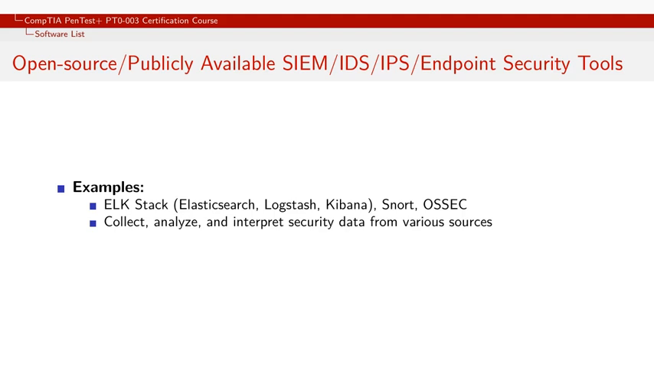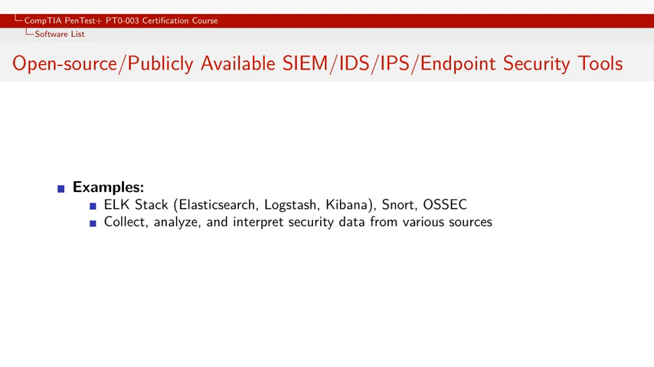In this segment, we will discuss open source and publicly available SIEM, IDS/IPS, and endpoint security tools. These tools are crucial for collecting, analyzing, and interpreting security data from various sources, which is fundamental for detecting threats and responding effectively. The examples we'll look at include the ELK stack, Snort, and OSSEC. The ELK stack, which comprises Elasticsearch, Logstash, and Kibana, is widely used for aggregating and visualizing log data, making it easier to identify suspicious activities.